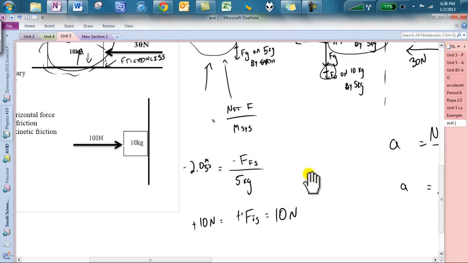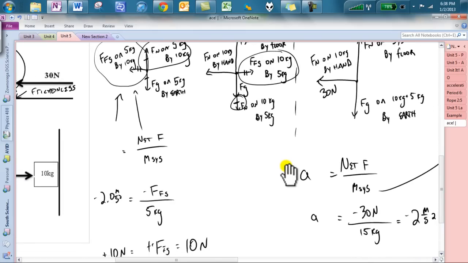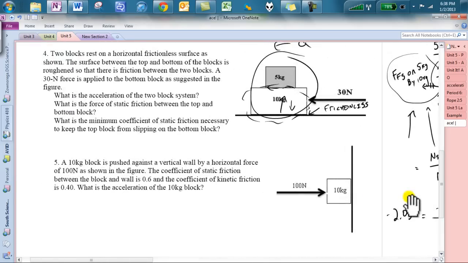A good test to see if you really understand this is to try to solve for the FFS over here without knowing that it's 10 newtons. So use this force diagram to see if you can solve for it, and you should be able to. And the last question, I believe, is part C. What is the minimum coefficient of static friction necessary to keep the top block from slipping on the bottom block?